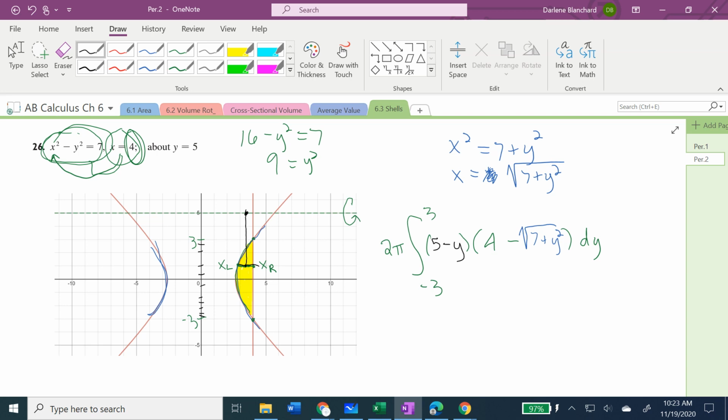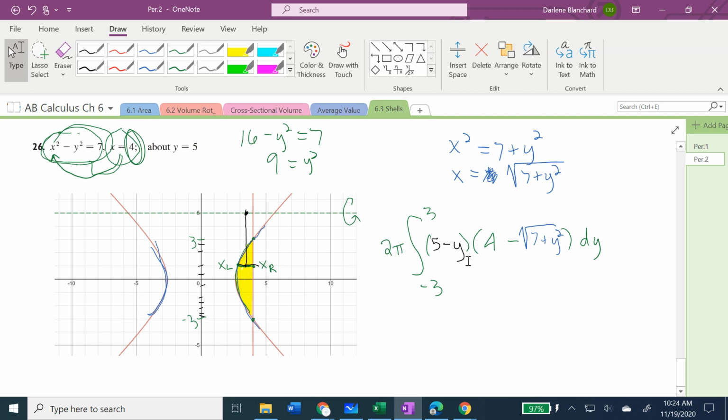And I feel like the shell method also really helps to instill a bit more what's going on with the formulas as we use them. And so that is the shell method.